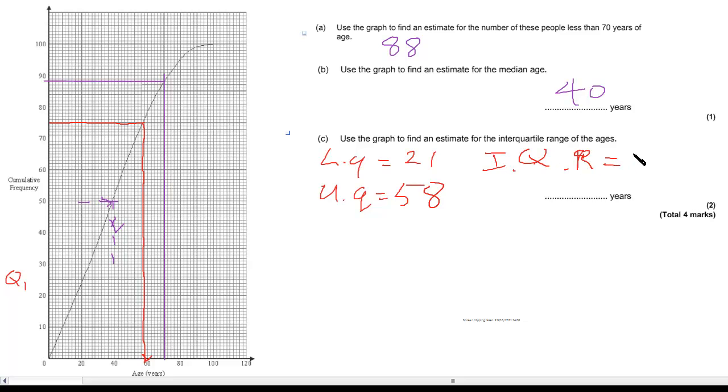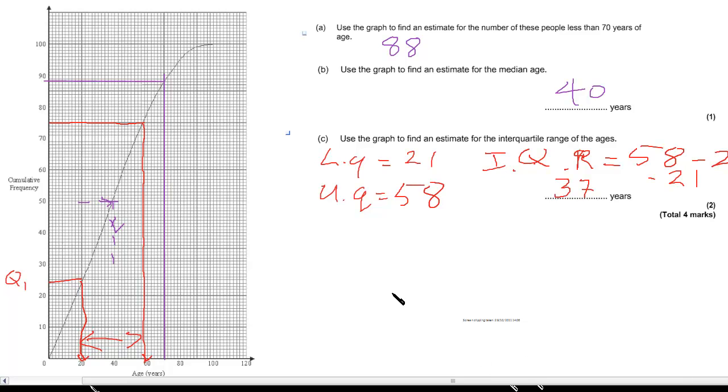will equal 58 minus 21. Sorry, minus 21's gone off the page. 58 minus 21, take 1 off that, gives you 57. Take 20 off that, gives you 37 years is the interquartile range. For some reason my Q1 has disappeared. Let's just draw it in again. So this distance here is effectively 37 years.